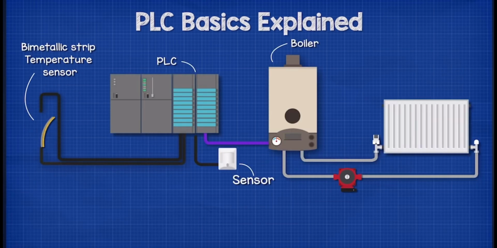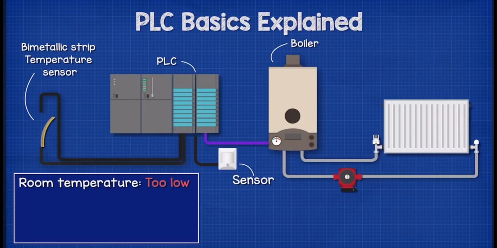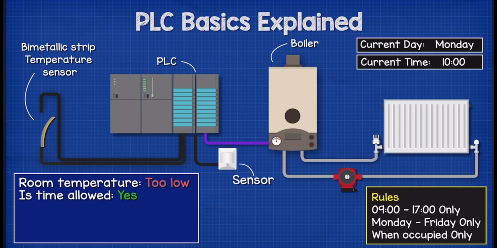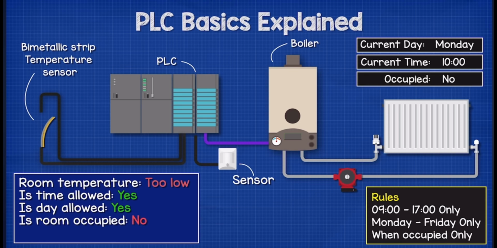Sensors on the input: the thermostat tells the PLC the room is too cold. The PLC will check the time to ensure it is allowed to turn on the boiler. And now you can also check to see if the room is occupied. For example, there could be a public holiday that isn't listed on the calendar. The building is empty, so the boiler doesn't need to turn on.